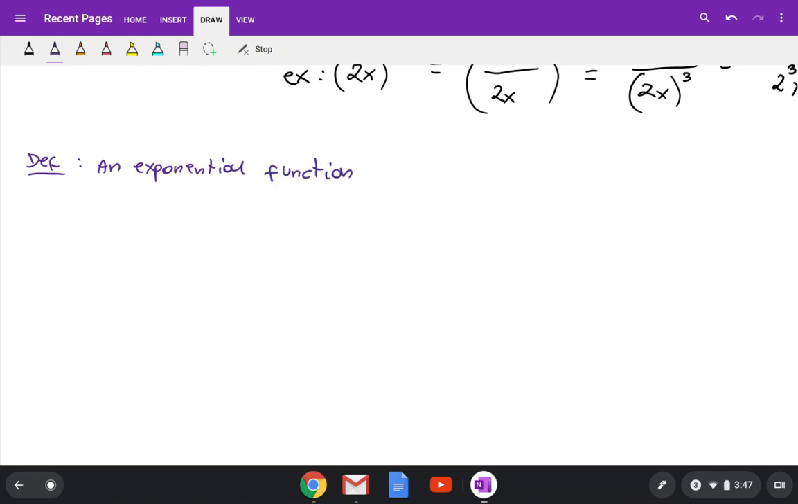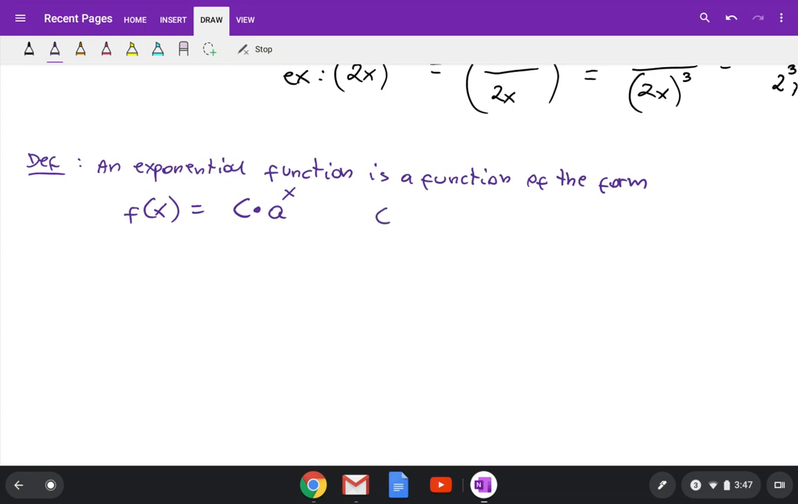An exponential function is a function of the form f of x equals c times a to the power of x. Okay, so let's talk about it.